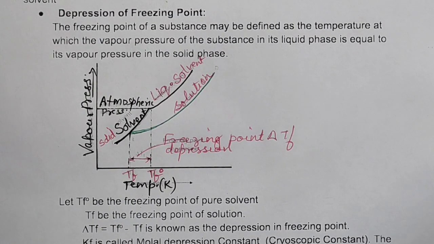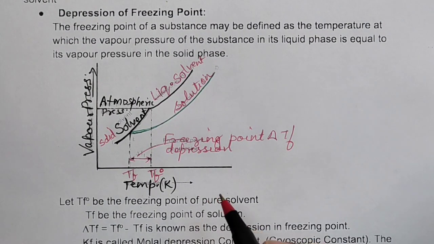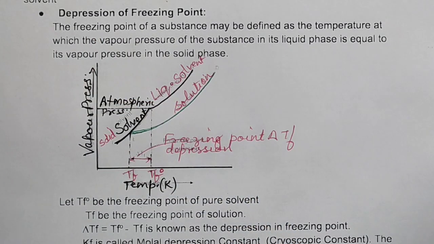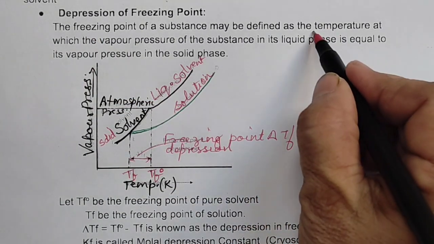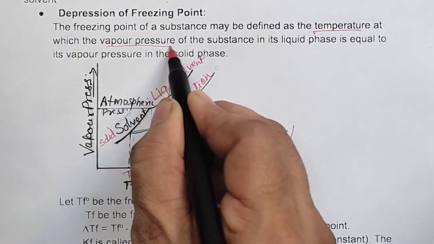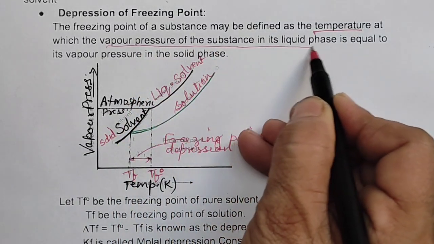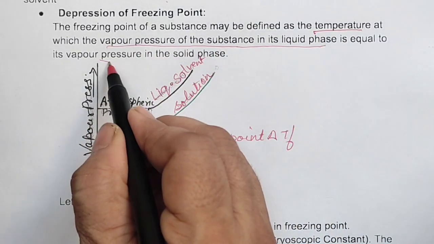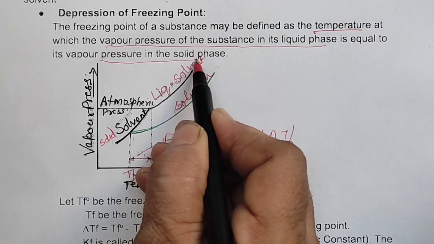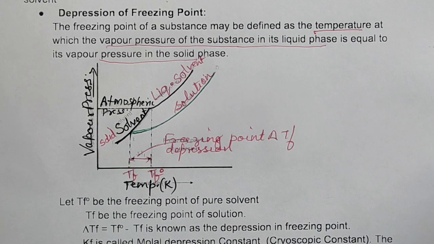For this, we even have to talk about what a freezing point is. Freezing point is that temperature when the vapor pressure of the substance in the liquid form becomes equal to the vapor pressure in the solid. So the vapor pressure of the solid form becomes equal to the vapor pressure of the liquid form. It's called the freezing point.